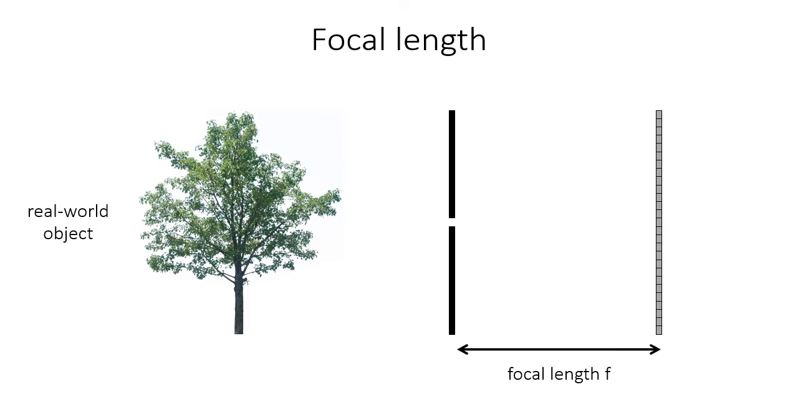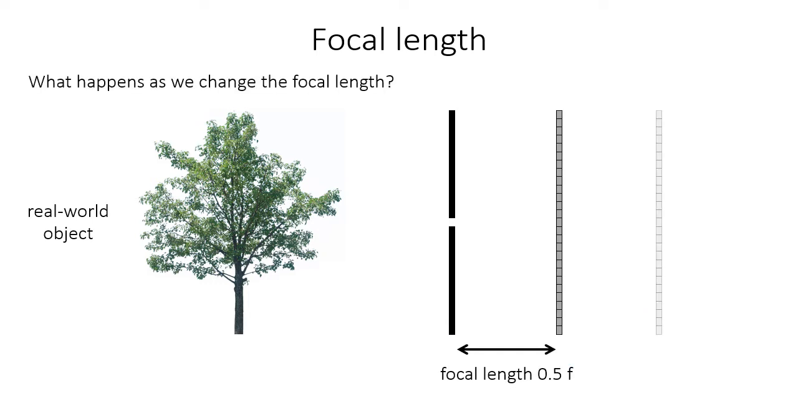The distance from this barrier to the image plane is called the focal length f, and this focal length is a very important term in camera geometry. What happens as we change the focal length? For example, the focal length is reduced from f to 0.5f, as shown here.